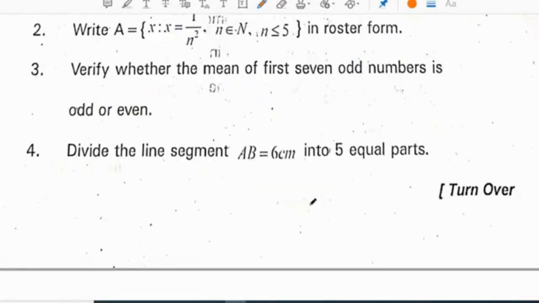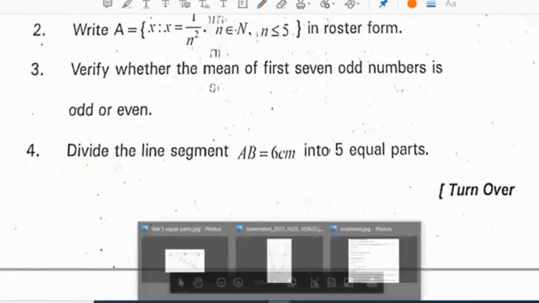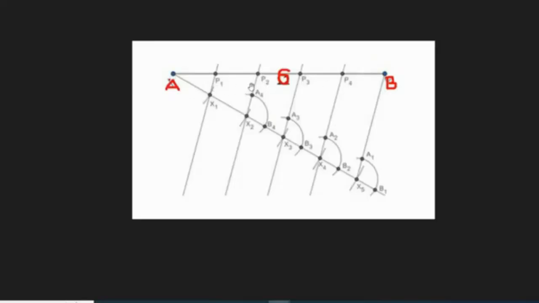Divide the line segment AB equal to 6 centimeters in 5 equal parts. First draw a line AB of 6 centimeters. For 5 equal parts, take the compass and mark x1, x2, x3, x4, x5, all equal parts. After joining the last part, construct parallel lines. So x4 p4, x3 p3, x2 p2, x1 p1, all are equal to each other. This is how we divide a line segment of 6 centimeters in 5 equal parts.